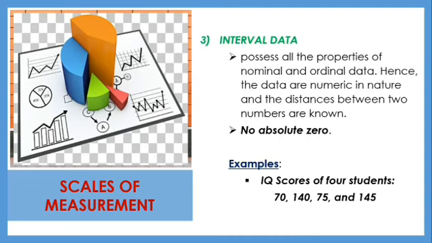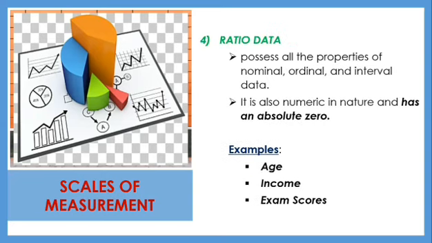And for the next scale of measurement, we have interval data. It possesses all the properties of nominal and ordinal data. And so for that matter, the data are numeric in nature, and the distances between two numbers are known. And again, as discussed earlier, I would like to reiterate, your interval data doesn't have an absolute zero. No absolute zero. Examples, IQ scores of 4 students. You have 70, 140, 75, 145, okay? And next, we have ratio data. And remember that ratio data possess all the properties of nominal, ordinal, and interval data. It is also numeric in nature and has an absolute zero. Examples, your age, your monthly income, your exam scores, etc.